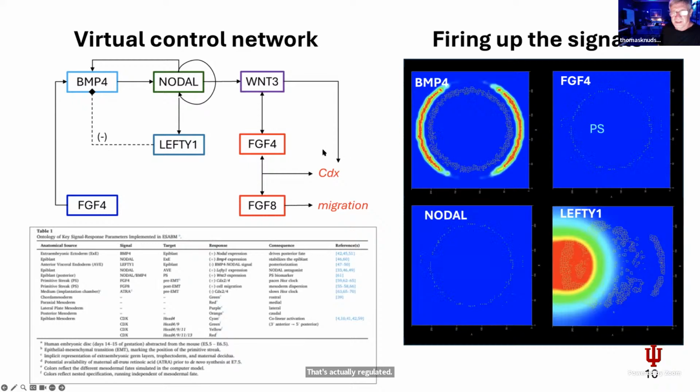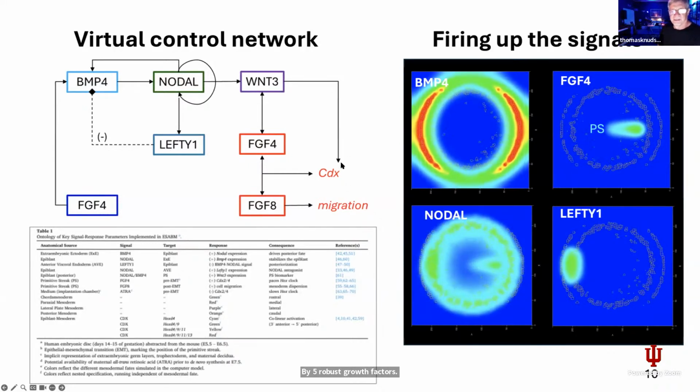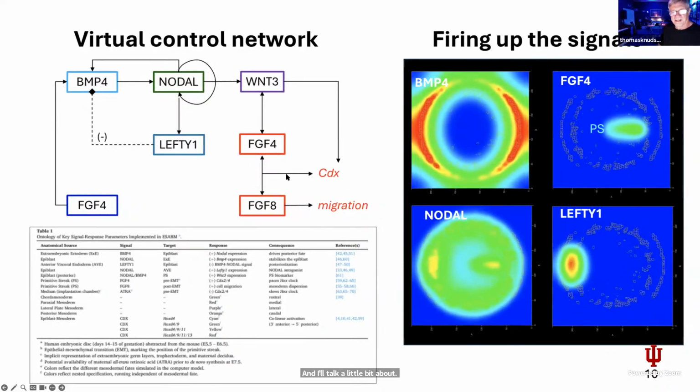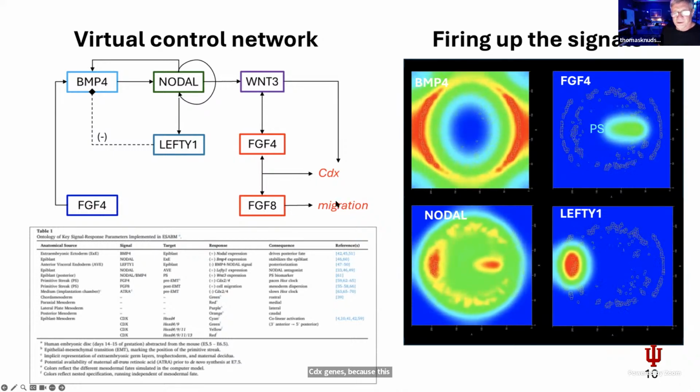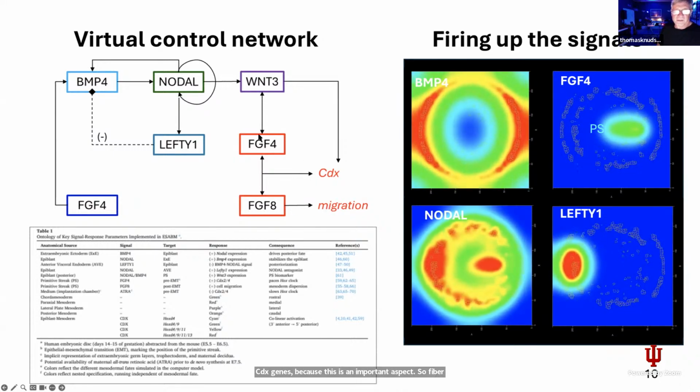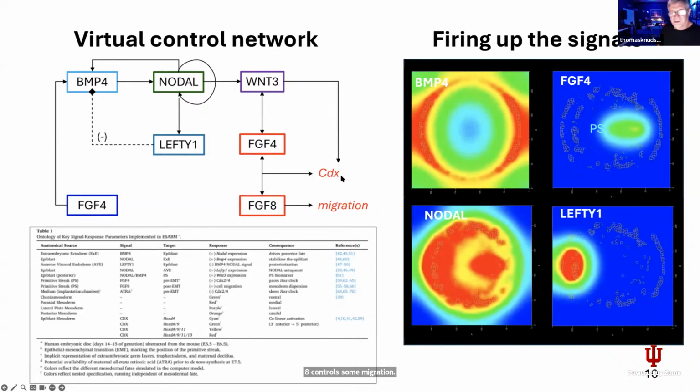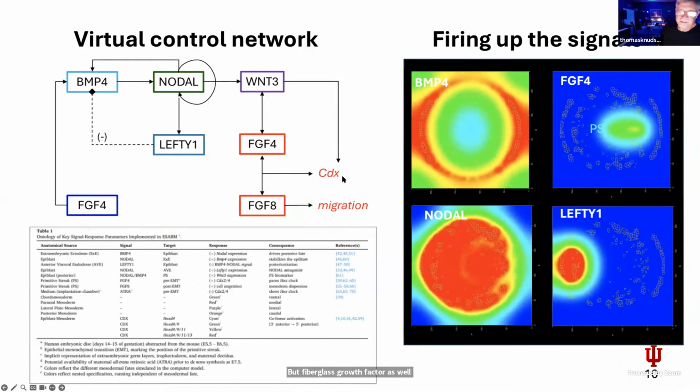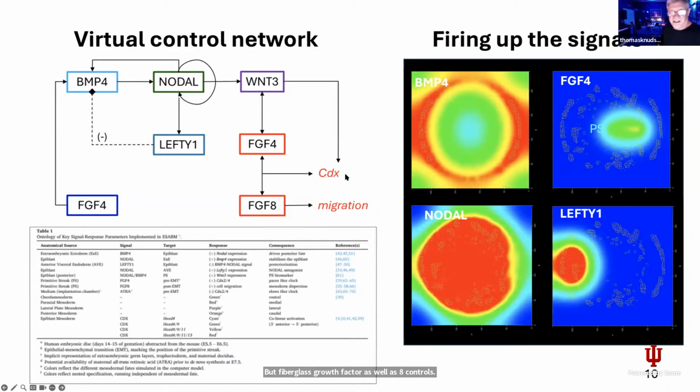And I'll talk a little bit about CDX genes, because this is an important aspect. Fibroblast growth factor 8 controls cell migration, but fibroblast growth factor 4 as well as 8 controls what's known as the homeobox clock. And it's the homeobox genes that specify mesodermal patterning. So CDX is kind of the master gene of all of that, and it's regulated by fibroblast growth factors as well as things like retinoic acid and Wnt itself. So that's an important part of this.